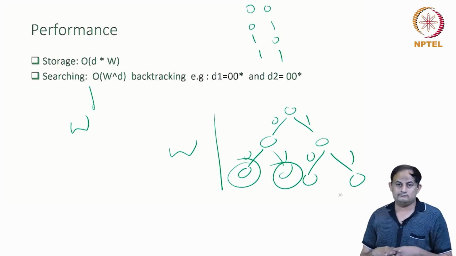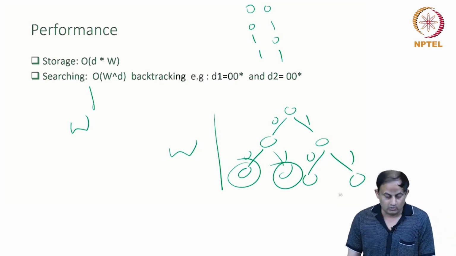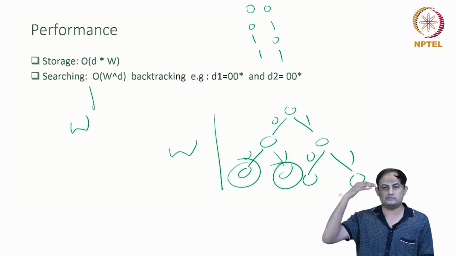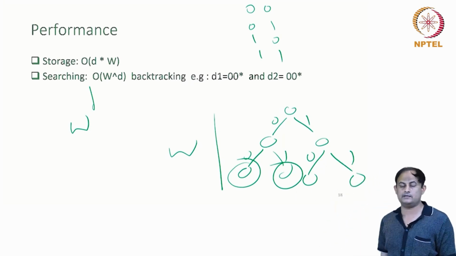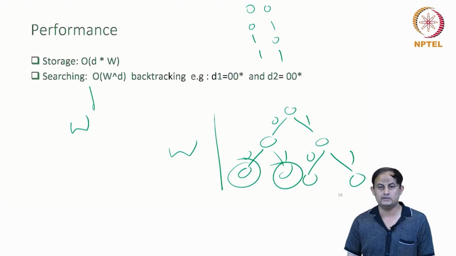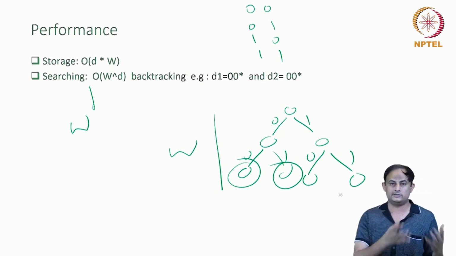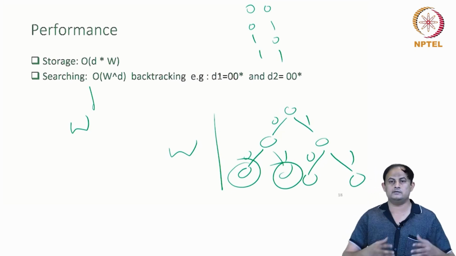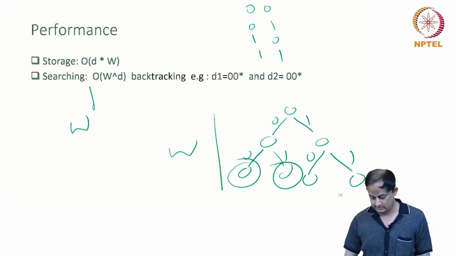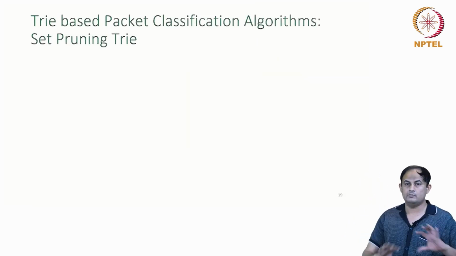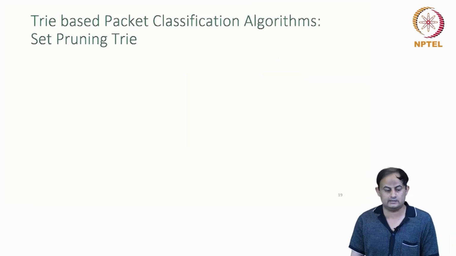So now, is this the best I can do? What alternative can I do? W to the power of D is quite complex. Many backtrackings you may need to do in the worst case. Can I minimize the number of backtrackings? And if I want to minimize the backtracking, what modification do I need to make inside my hierarchical tree or this data structure? The answer turns out to be a modification to the basic hierarchical tree. This is called the set pruning tree.